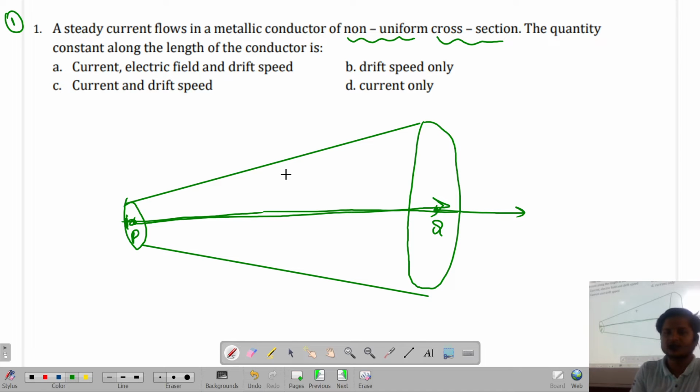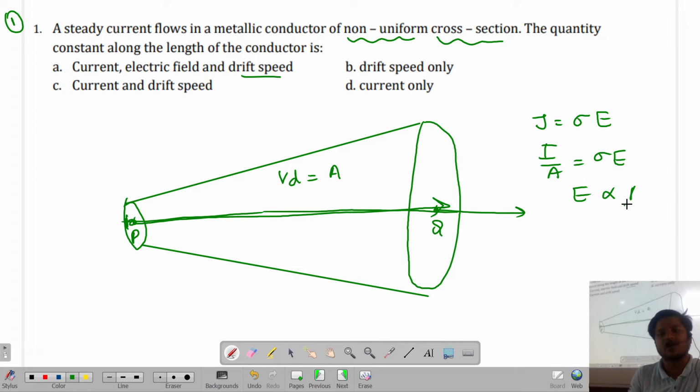First, what is going to change? Drift velocity depends upon area, since I is equal to NEA VD. So drift velocity is not constant. Electric field also depends on area: J is I by A, and that is equal to sigma into electric field E, so E depends upon 1 by area. Electric field also depends upon area.